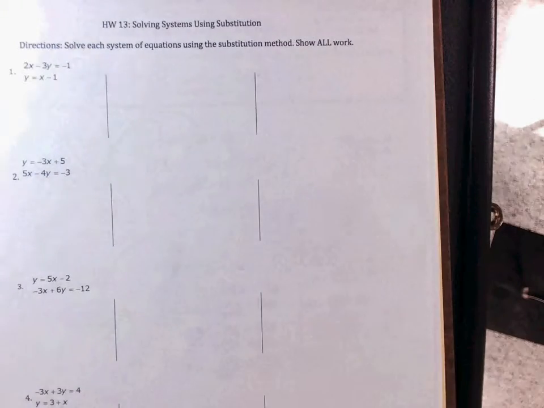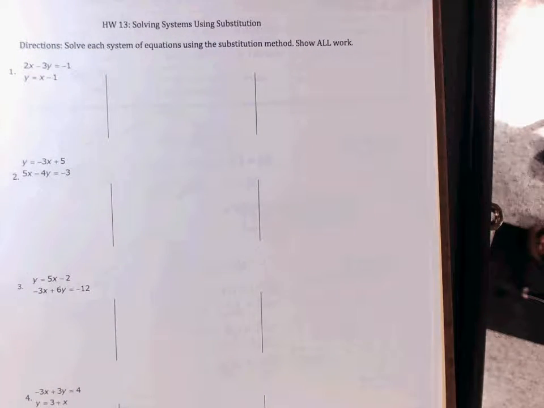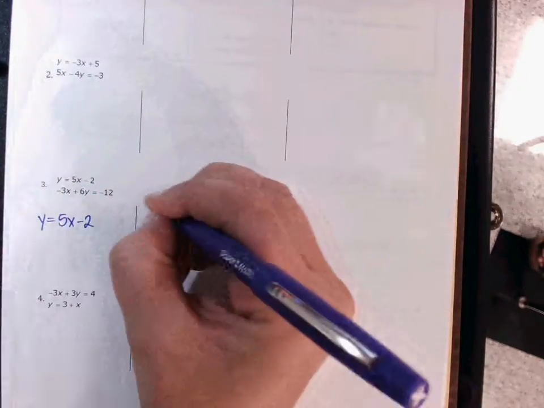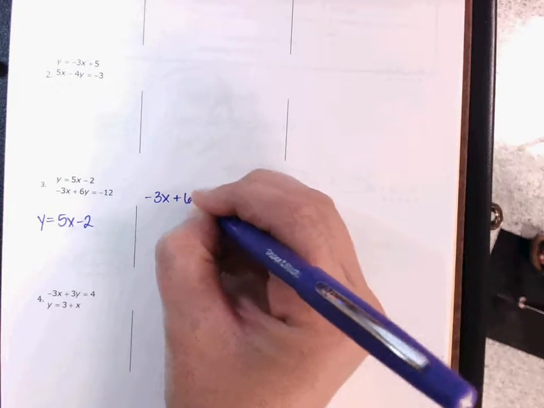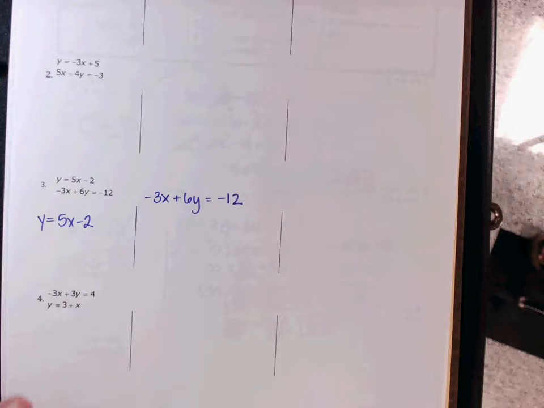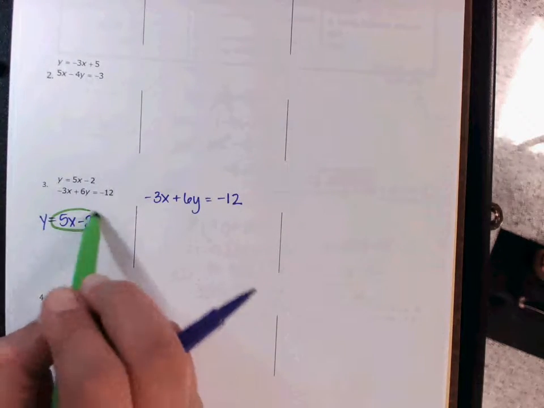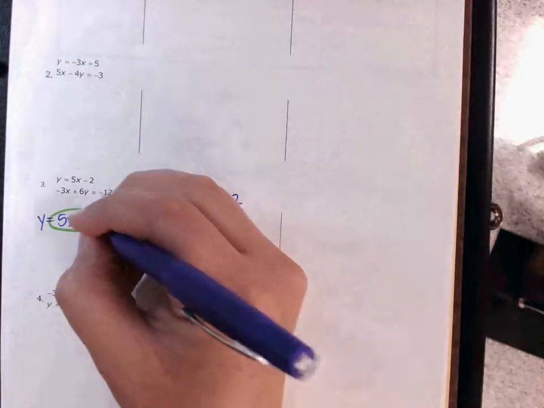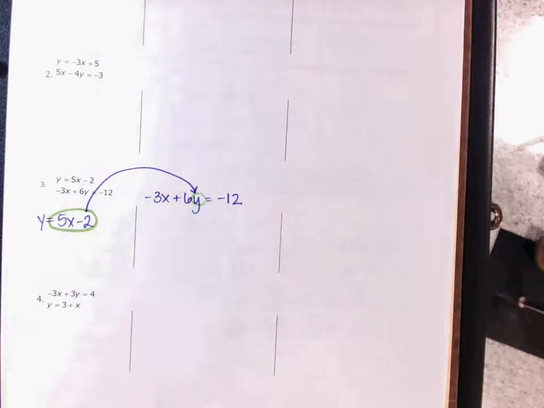Okay, first question, so this is on your homework looking at number 3. Which equation is already solved, top or bottom? Top. So 5x minus 2 is going to go in the first column. That means that negative 3x plus 6y equals negative 12 is going in the middle. Then I'm going to take my 5x minus 2, and I'm going to sub it in for y. Notice, why am I plugging in for y? Because y was alone. From here, we're plugging this in right there.